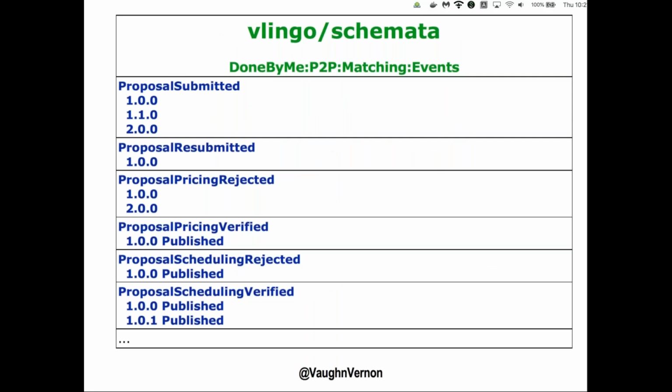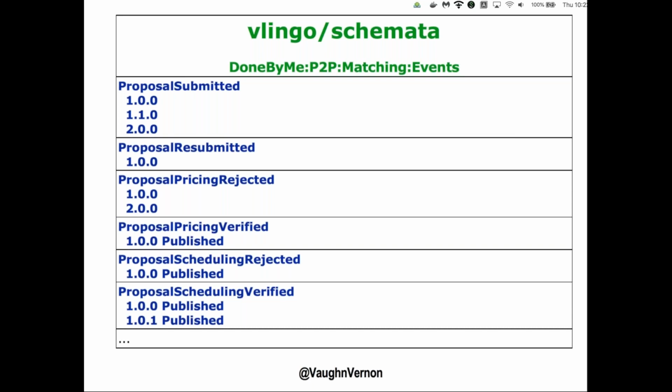So in Vlingo schemata, you can see here's an example of a schema area. So let's say that the full namespace of this particular set of schemas is done by me. This is a fictitious company that I use in training. It's done by me, peer-to-peer, it's basically a peer-to-peer economy. So that's the second segment.